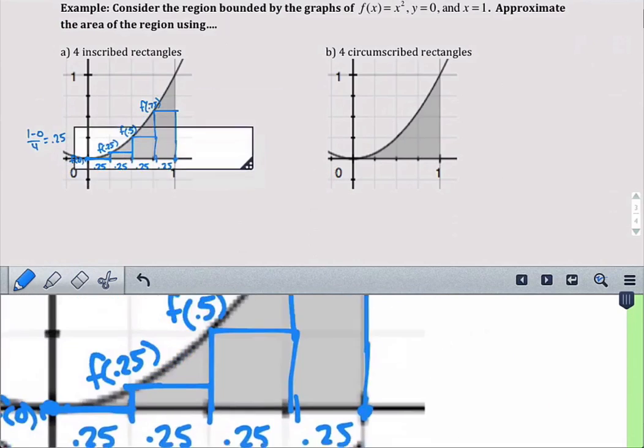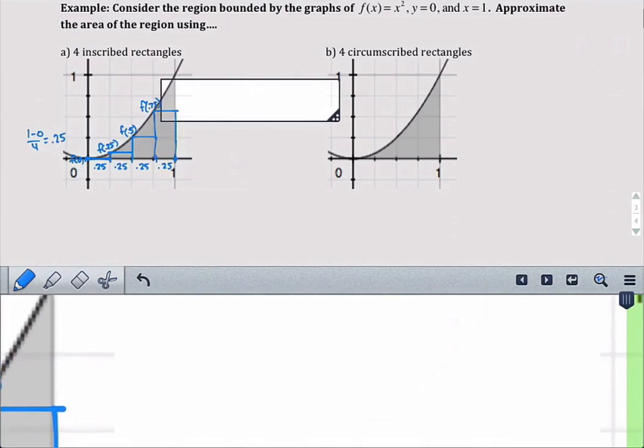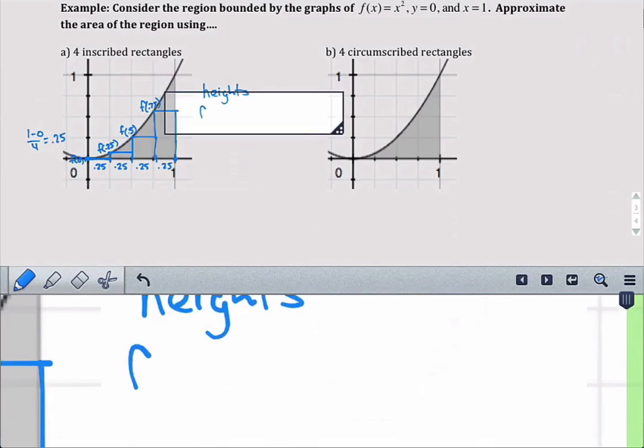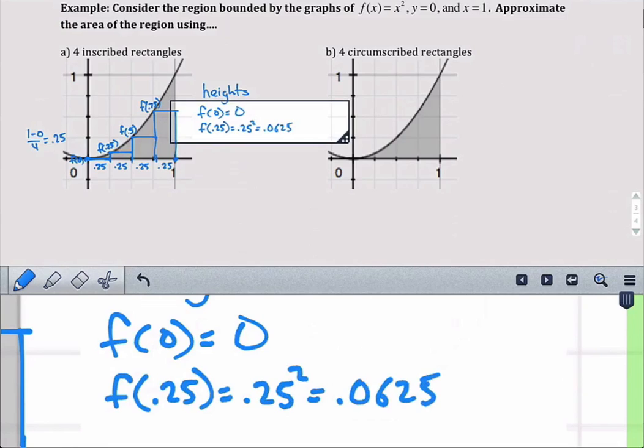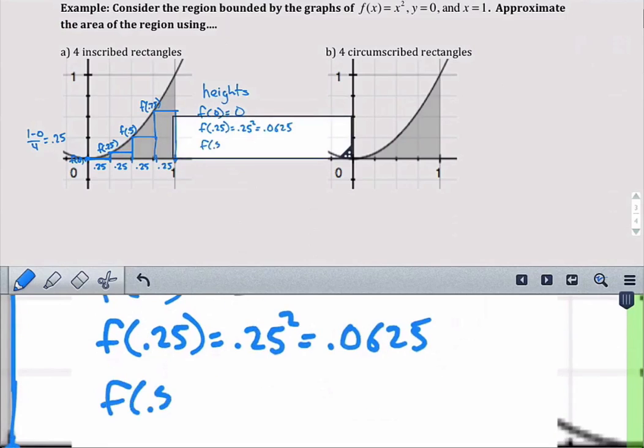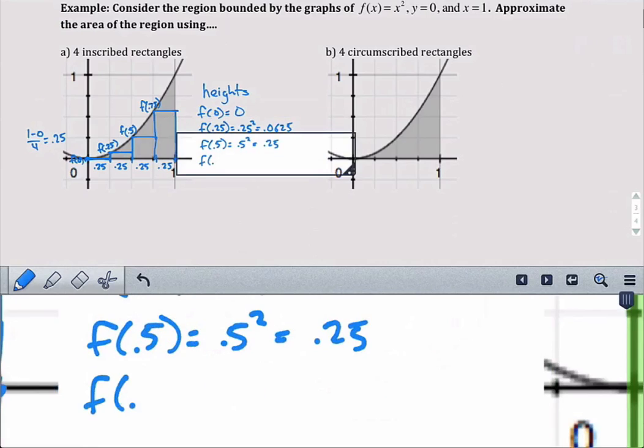So now that we've found our widths and we know how to find our heights, let's go ahead and find all the values of our heights. Okay, so f of 0 is actually going to equal 0. f of 0.25 will be 0.25 squared, which is 0.0625. f of 0.5 is going to be 0.5 squared, and that gives me 0.25. And f of 0.75 is going to be 0.75 squared, which is 0.5625.